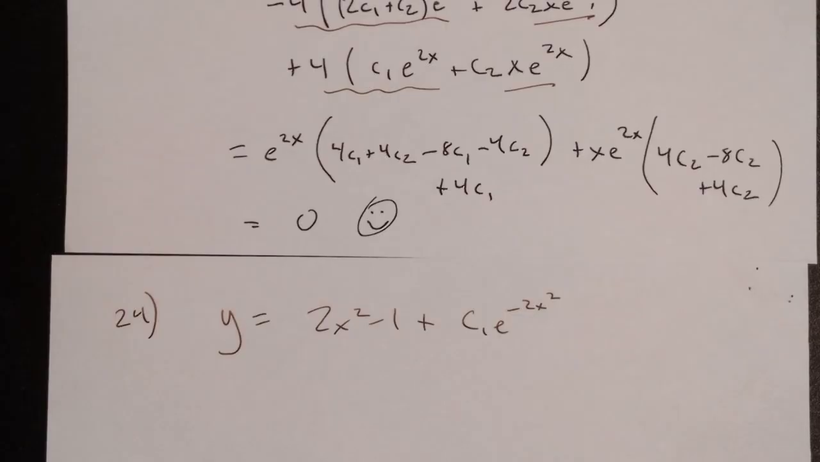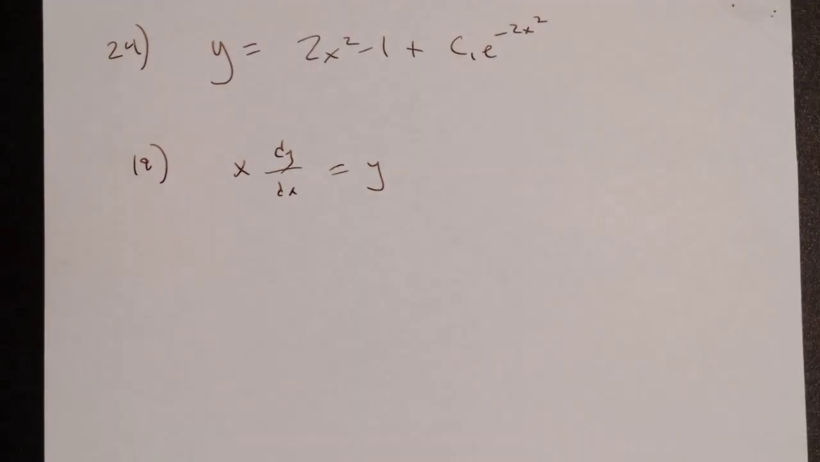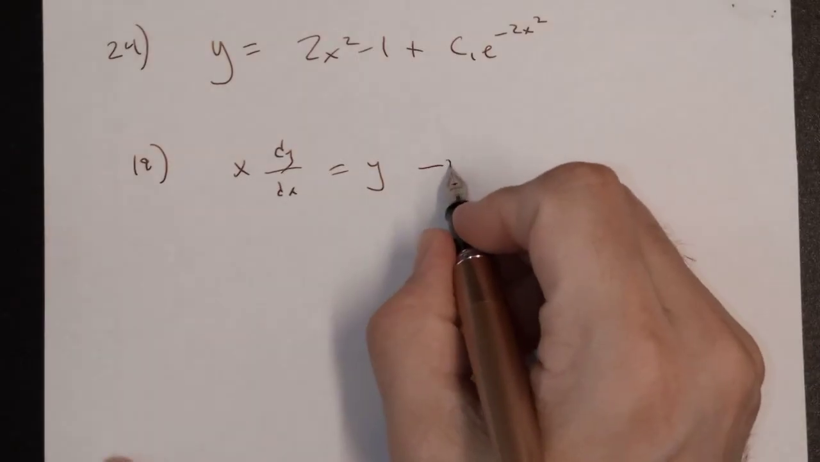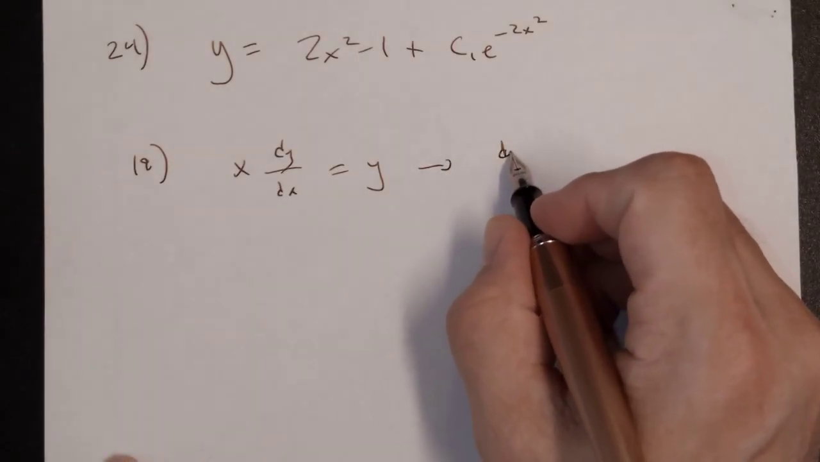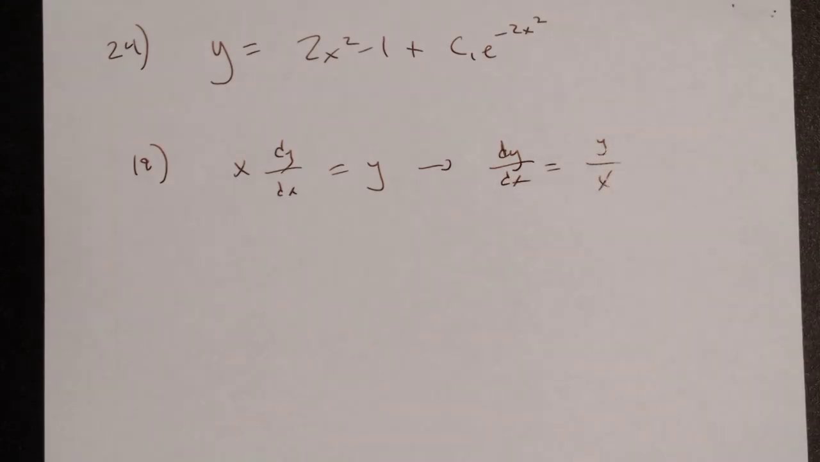x dy/dx equals y. So the first thing I'm going to do is I'm going to ask you to rewrite this equation, because I think our definition requires us to write the highest derivative alone, that normal form, right? So in this case, I want to get y prime all alone, which makes this into that.